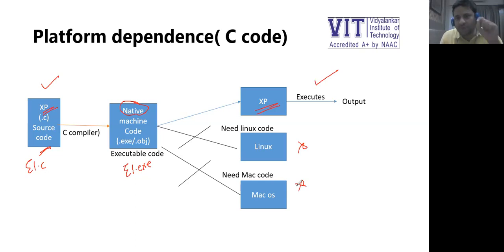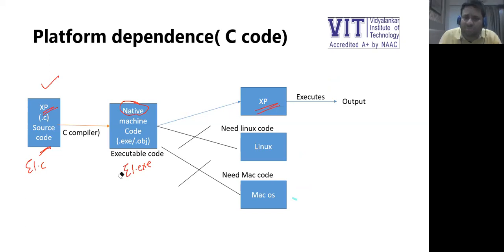Now the point is, because the output of the compiler is XP code, I cannot take that compiled output and port it on Linux or Mac OS. So it is not portable. So it comes with restriction. If you compile a C program on XP, it can be executed only on XP. If you compile it on Linux, only Linux, and so on. So we say it is platform dependent.